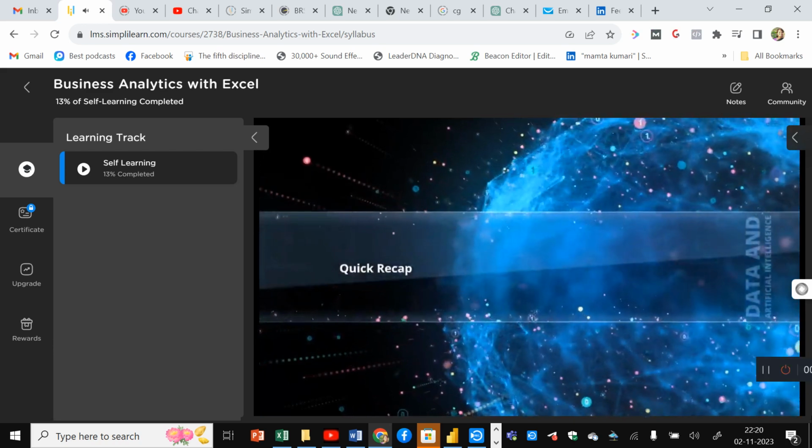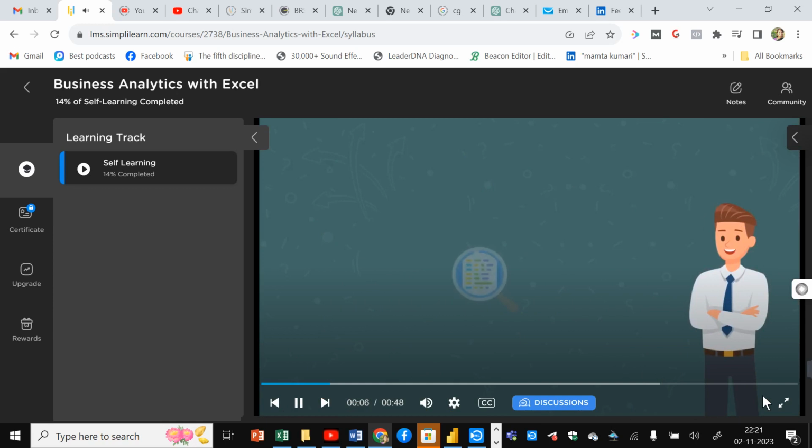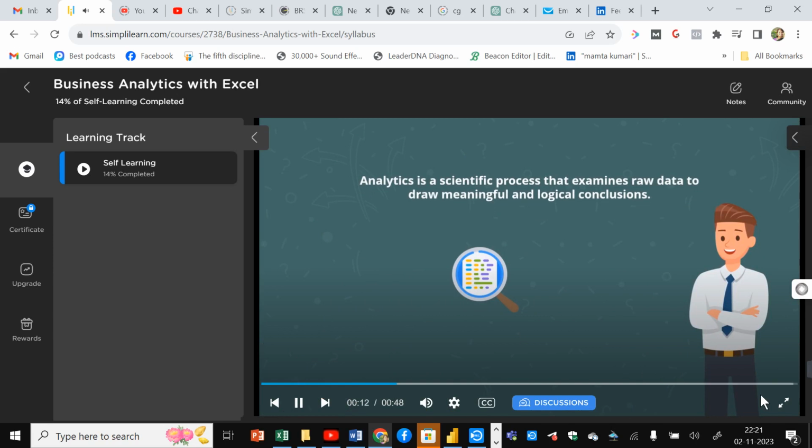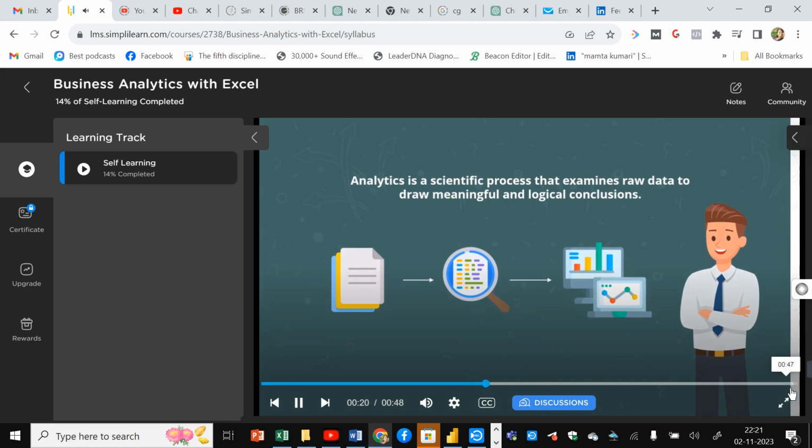Let's recall what we have learned in this lesson. Michael now understands the basics of business analytics. He learned that analytics is a scientific process that examines raw data to draw meaningful and logical conclusions from them. It is used across industries to derive crucial business decisions.